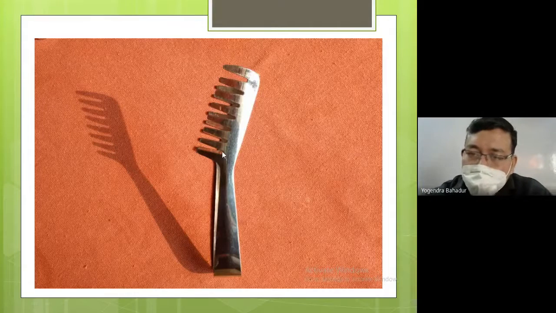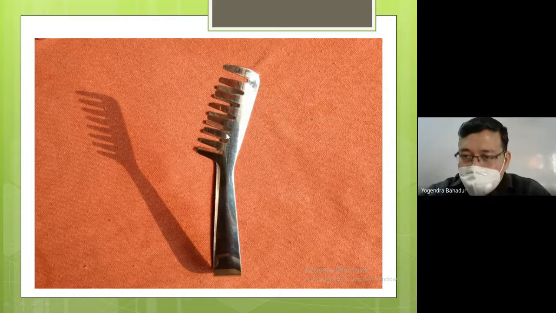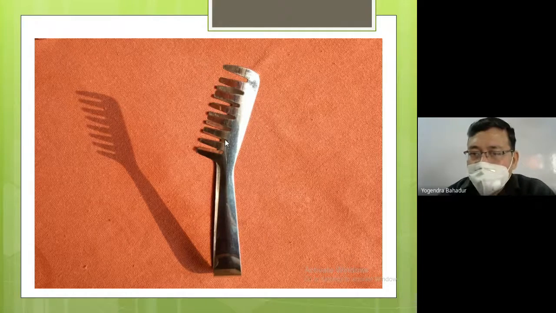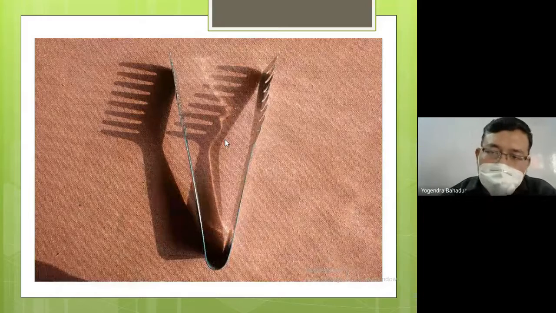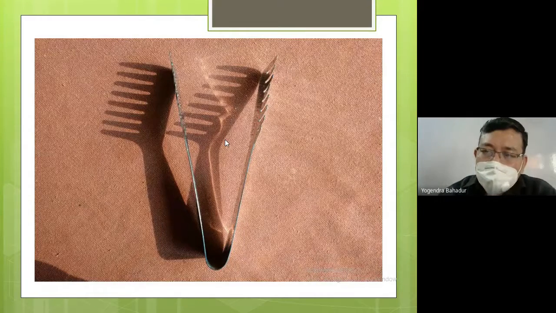This is basically a noodle tong. It is used in order to serve any kind of Chinese noodles. I am going to show you the other view of the same equipment also. This is its side view. So this is known as the noodle tong, and it is used in order to serve the noodles.